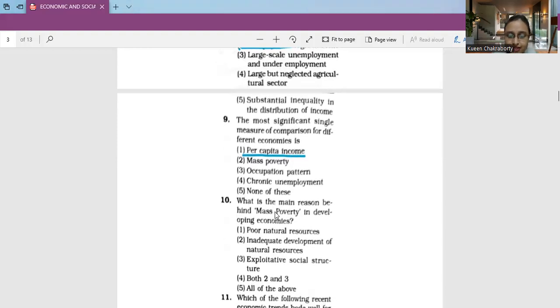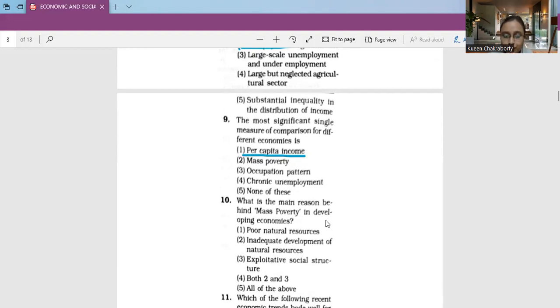Moving on to question number 10. What is the main reason behind mass poverty in developing economies? Poor natural resource, inadequate development of natural resources, exploitative social structure, both 2 and 3, and all of the above. Now, poor natural resource. This is a nature dependent division that we have. So we cannot control the natural resources that are present in one or various other economies, right? So option 1 cannot be considered as the correct option.